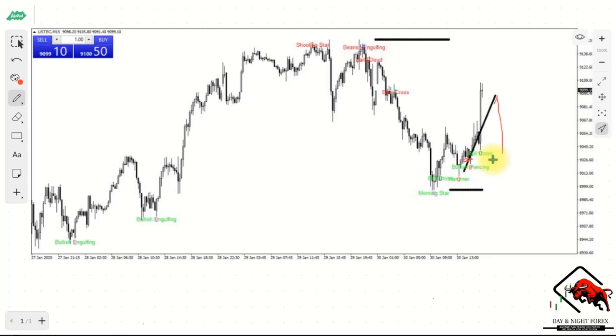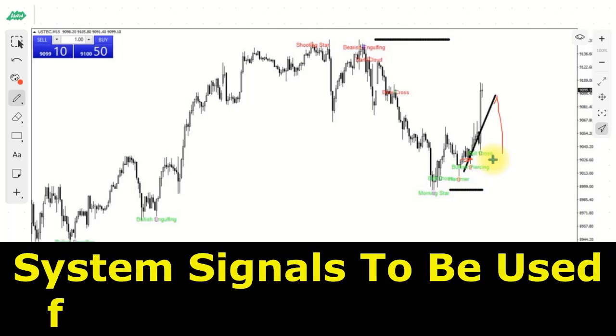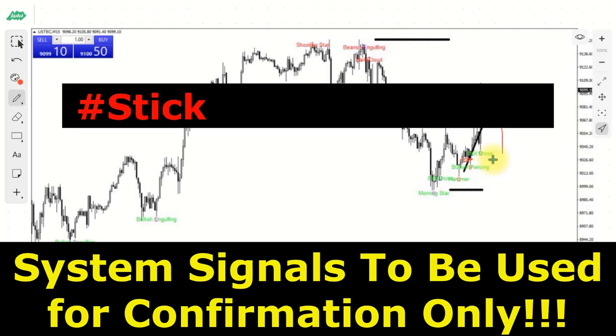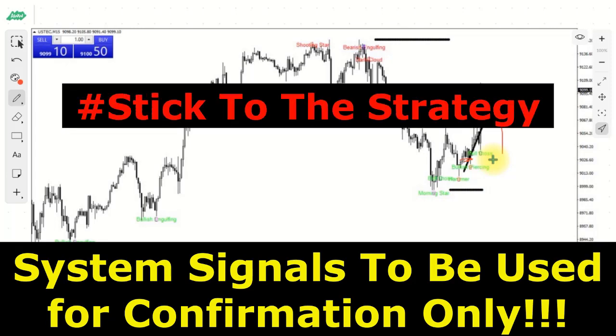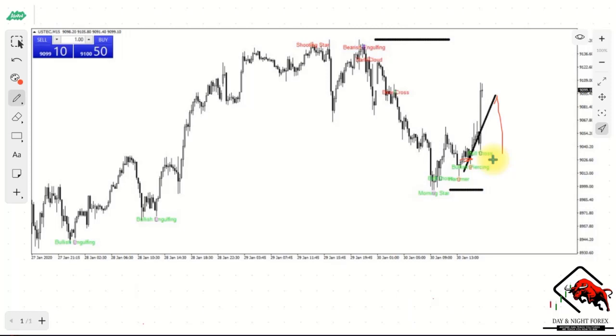Take note that you can't just take signals based on the system alone. They are only for confirmation. So stick to the strategy that you have learned throughout the course. That is the strategy that we are using to trade the markets. Just use the system for extra confirmation. So look at your Ms and Ws, bullish and bearish flags, and all the methods that we are using, and then use the system for extra confirmation.